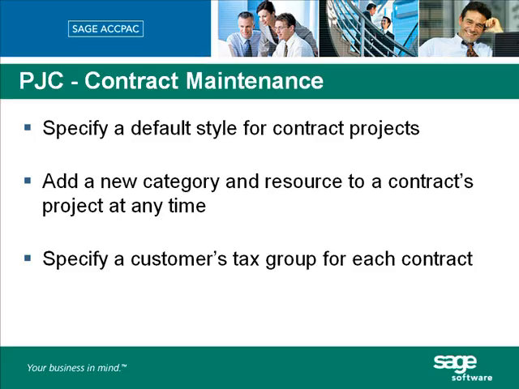You can change the default style at any time, and you can change the style for particular projects until you save the project. Additionally, you can add a new category or resources to the contract's projects at any time. You can also specify a default tax group for a contract. In earlier versions, project and job costing used the tax group assigned to the customer in accounts receivable.